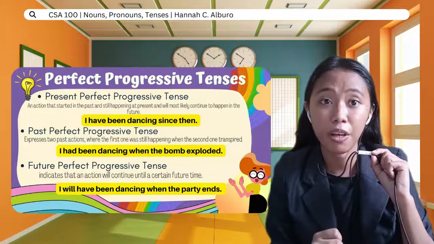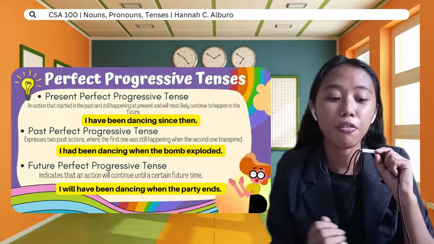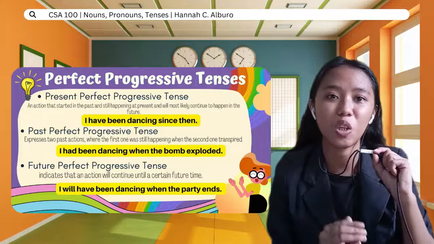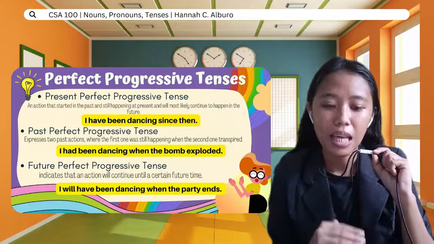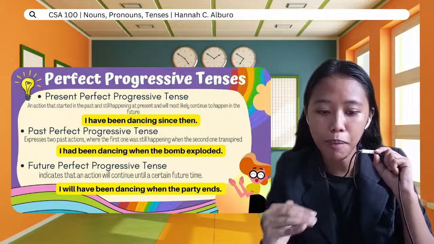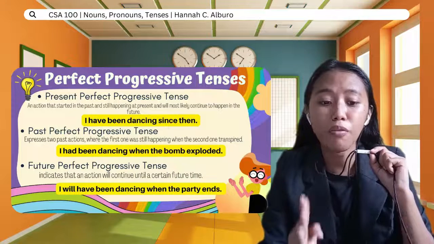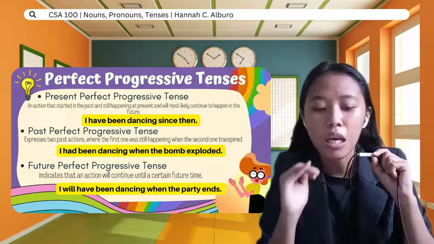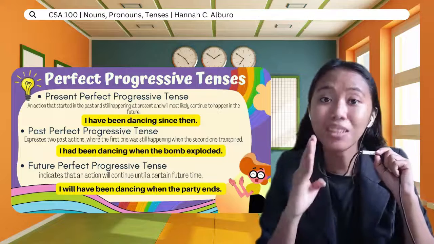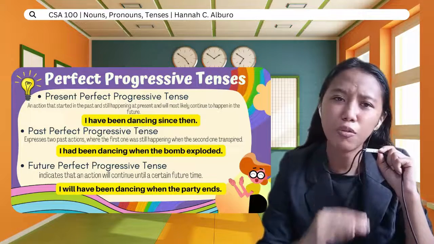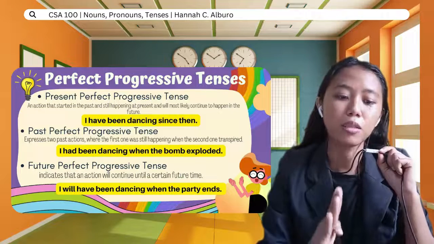Then, for the past perfect progressive tense, it expresses two past actions where the first one was still happening when the second one transpired. So, I had been dancing when the bomb exploded. Since the perfect progressive tense is in the past, therefore the helping verbs should be in past tense. So, therefore, we no longer use have or has in the past. It should be had, no? Had because it is past. Then, plus been, plus the ing form of the verb, dancing, still ing form of the verb, no? Then we add when the bomb exploded, no?